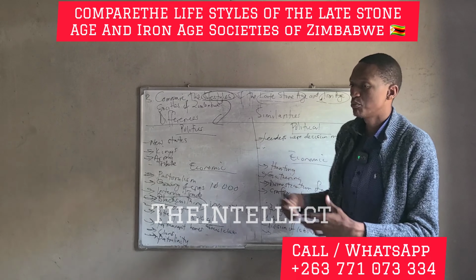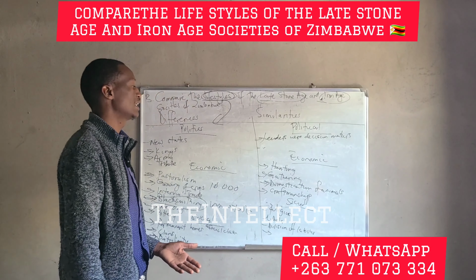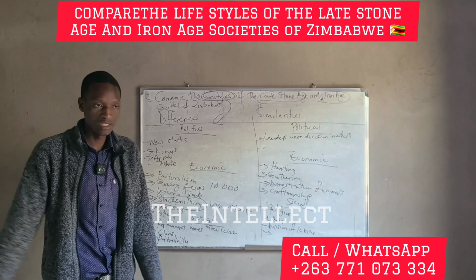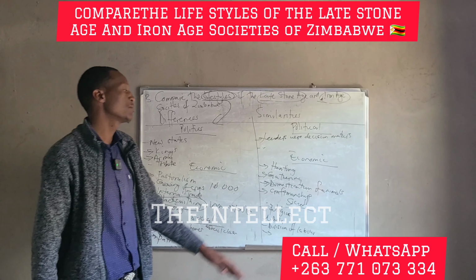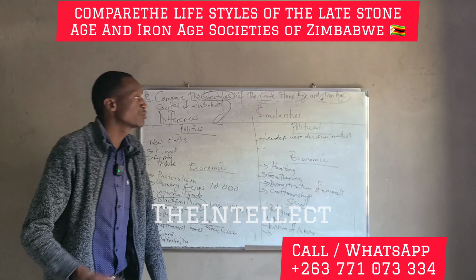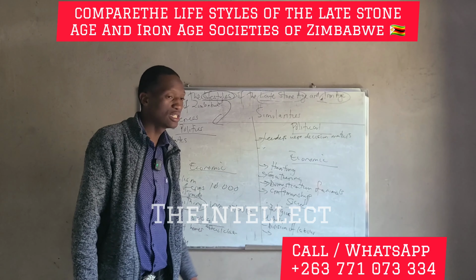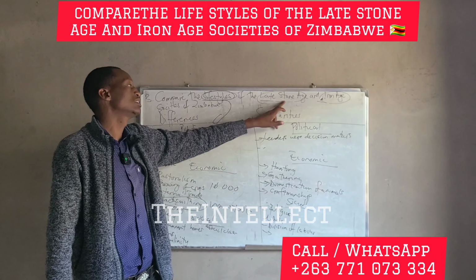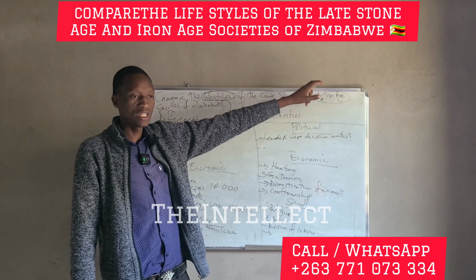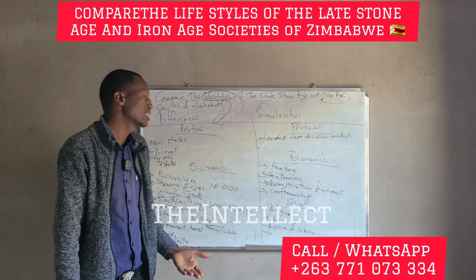Furthermore, economically, both these societies practiced hunting to supplement their diet. Both of them gathered fruits and vegetables. And both of them domesticated animals. Craftsmanship was done by both: they did craftsmanship making stone tools, while the Iron Age did craftsmanship making iron tools. But the similarity was craftsmanship.